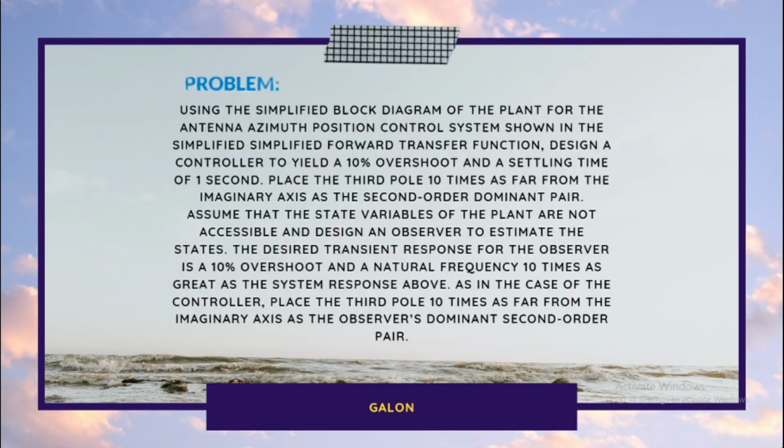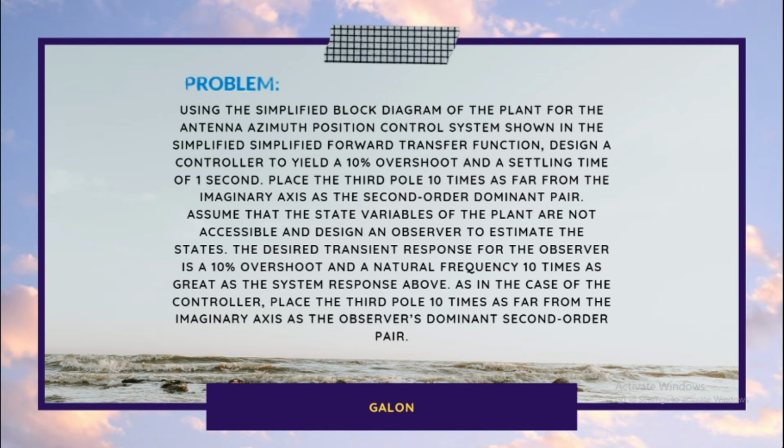So the problem: using the simplified block diagram of the plant for the antenna azimuth position control system shown in the simplified forward transfer function, design a controller to yield a 10% overshoot and a settling time of 1 second. Place the third pole 10 times as far from the imaginary axis as the second-order dominant pair. Assume that the state variables of the plant are not accessible and design an observer to estimate the states.